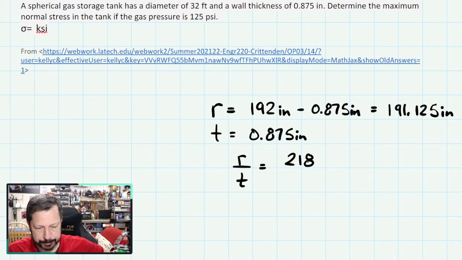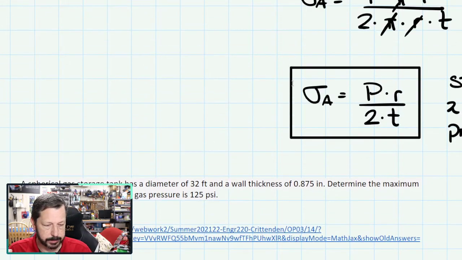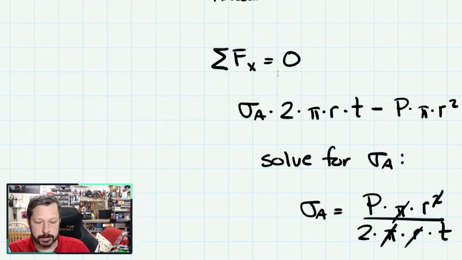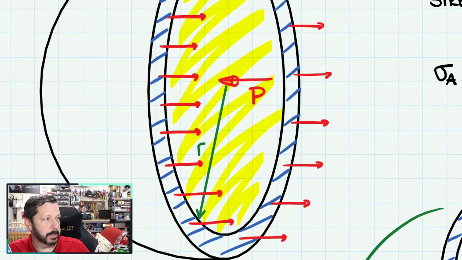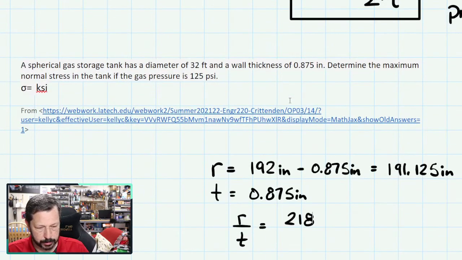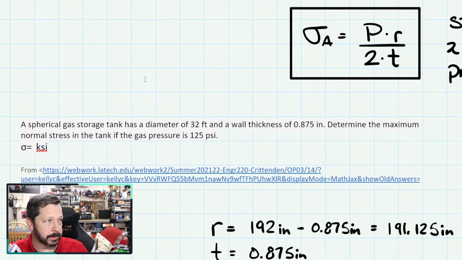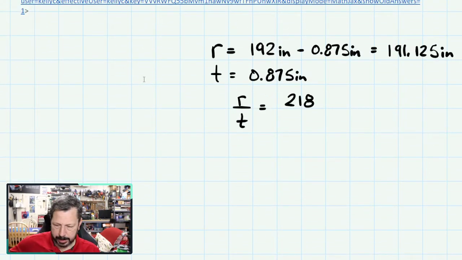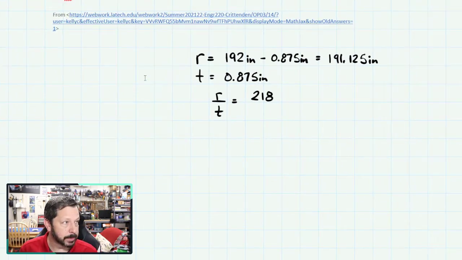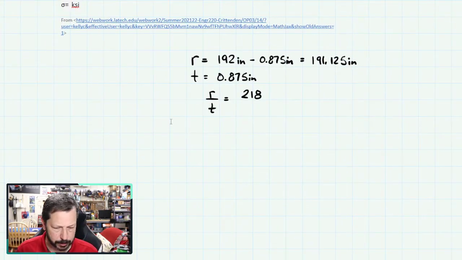So that's good. Determine the maximum normal stress, which is this equation that we just developed here. That is a normal stress. If we go back to our picture, those arrows are all perpendicular to the blue surface that they're acting on. So that's the definition of a normal stress. So determine the normal stress in the tank if the gas pressure, meaning the pressure inside the tank, is 125 psi. So let's take our equation. And I might have to zoom out. This is gigantic on my screen. So let's go back to something a little more reasonable.